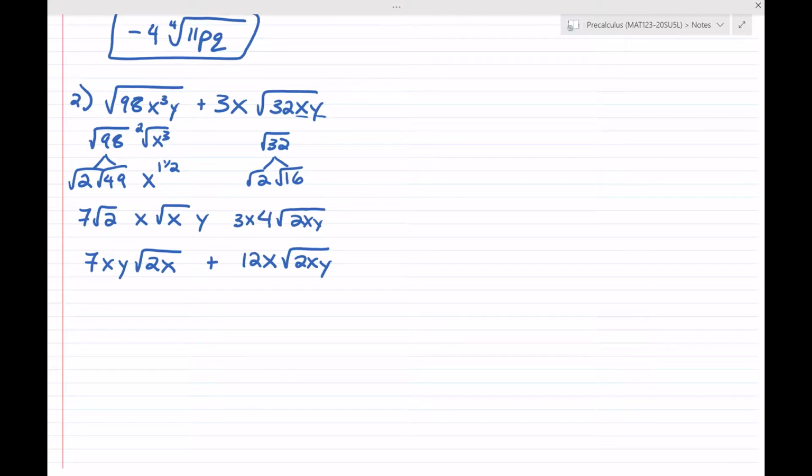Let me see here. Did I make a mistake? The y was inside of the radical for over here, so I just put it outside. I shouldn't have. We'd keep it inside. And we could see that we have the same index for both square roots with the same radicands. So 7x plus 12x would be 19x square root of 2xy.